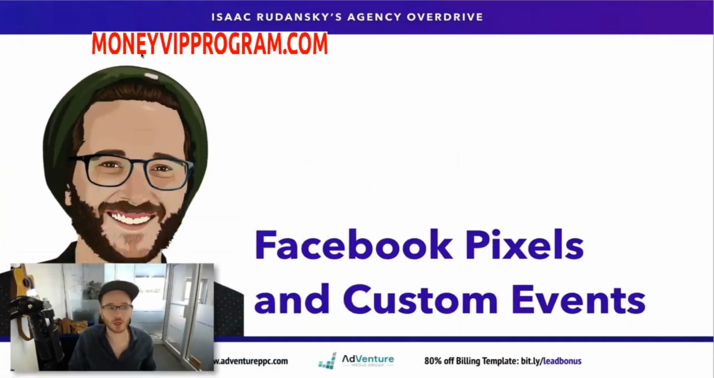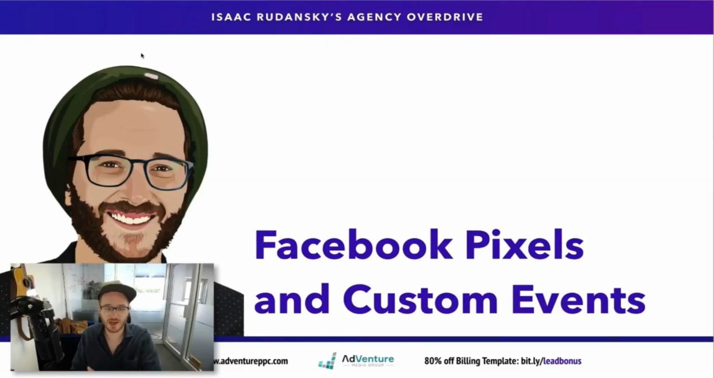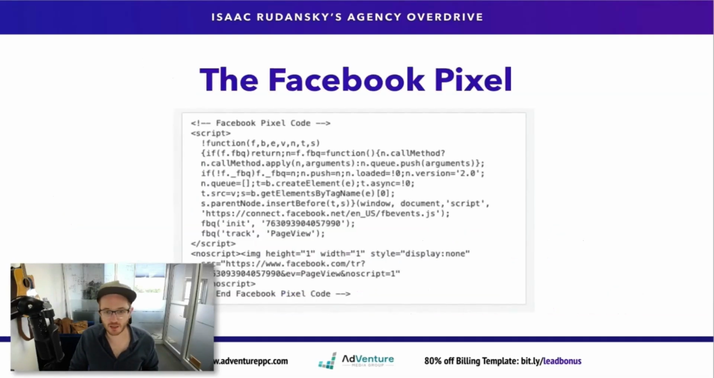Okay, so Facebook pixels and custom events. I want to walk you through a couple slides first, just to give you an overview of what we're going to talk about, and then I'm going to bring you into a live Facebook account and show you how to set all this stuff up. And remember, while Facebook makes this stuff seem very complicated, it's not really complicated. Once you understand the fundamentals, like what a pixel is and what a custom conversion is, and the basic things they're used for, I think you'll have a very easy and clear understanding of how it all works together. So first, let's take a look at the Facebook pixel.